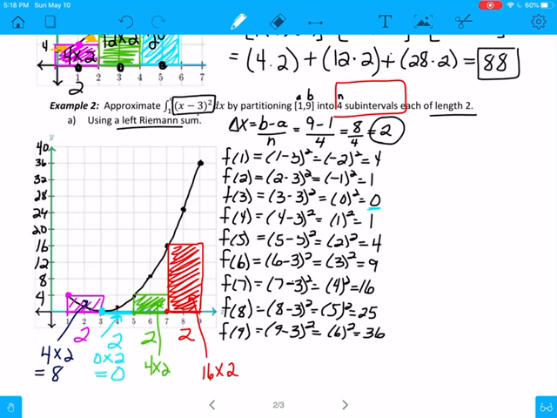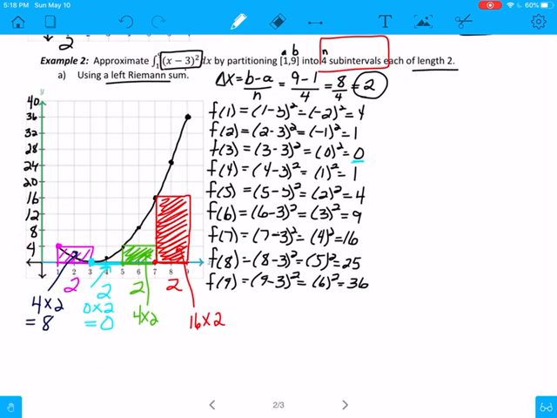If the graph was concave down, the left Riemann sums would be a larger area than the real area, and the rights would be a smaller area than the real area. Because this is concave up, we're going to end up coming out too small of an area. Okay, let's write our summation notation.